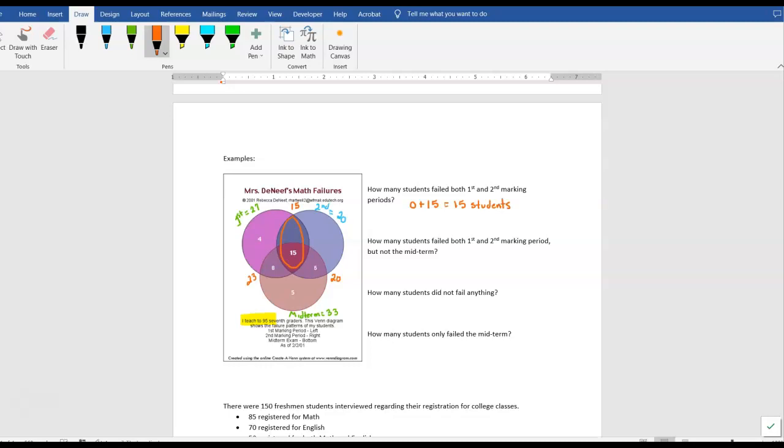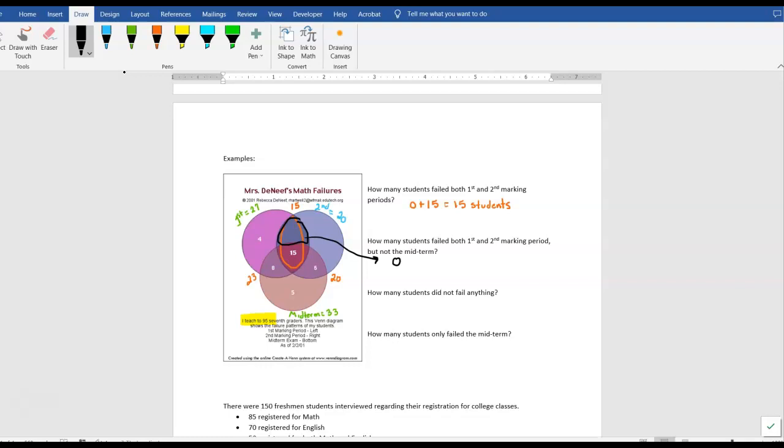How many students failed both the first and second marking periods, but not the midterm? So now this time we are just talking about this region right in here because we're excluding the midterm. So this is just a 0.